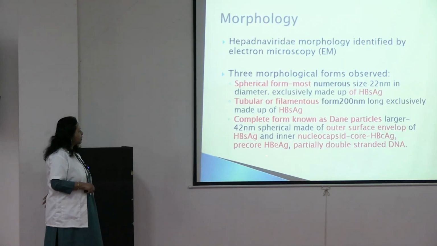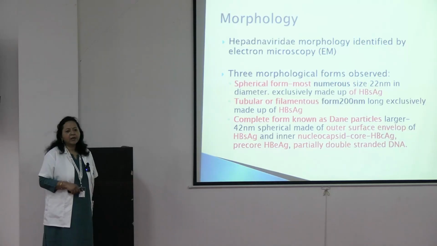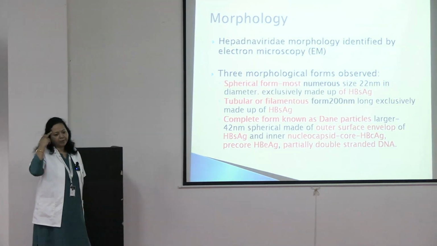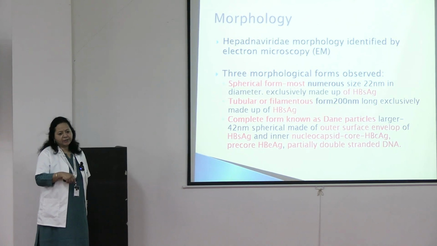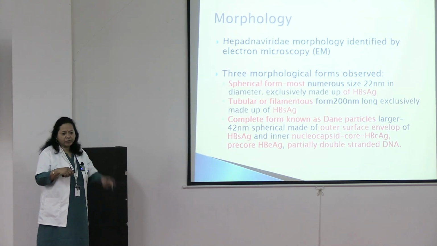Pre-core is HBeAg. Another antigen is the pre-core antigen, called HBeAg. It will be a little bit difficult for you, I understand, but you have to remember these things. That's the reason I have highlighted it. So you have three antigens.